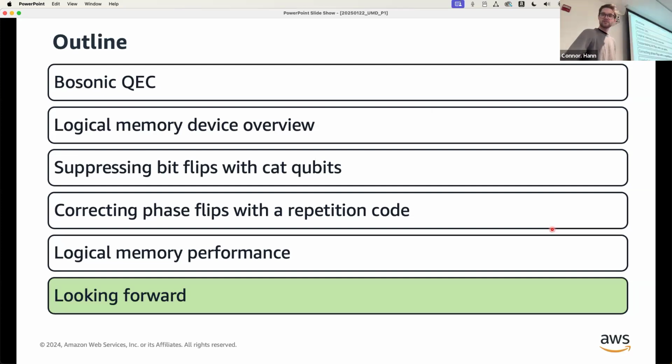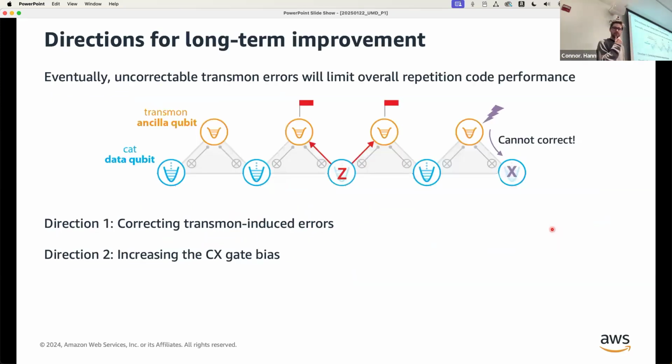Okay, then let me take just the last couple of minutes here and wrap up. And indeed, this is directly related to the question that was just asked. So to conclude, I want to just touch on a couple of long-term directions that we're thinking about in terms of improving the performance of these kind of devices. And in particular, I want to focus on this problem that I mentioned earlier, where errors in these ancillary transmons, at least higher order errors, can propagate through the gates and cause bit flip errors in the cats. That's ultimately going to place a limit on the logical error that we can achieve with these repetition codes.